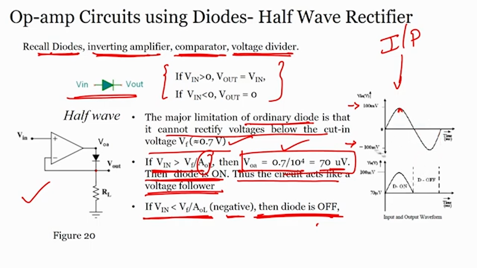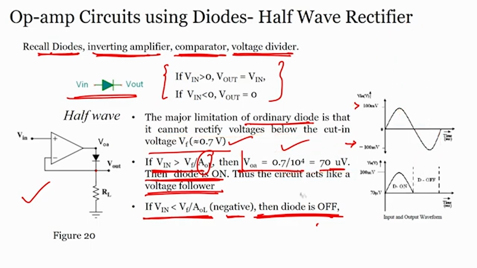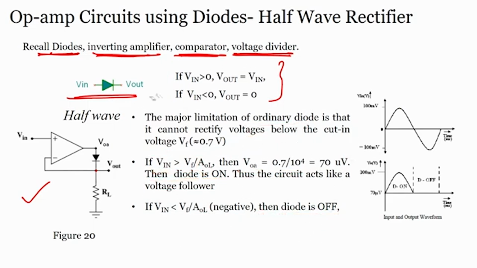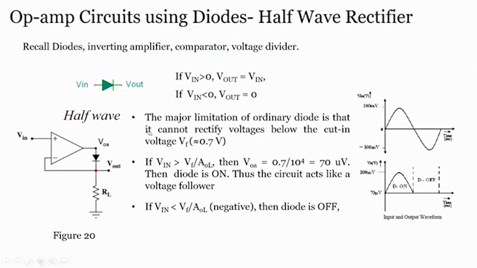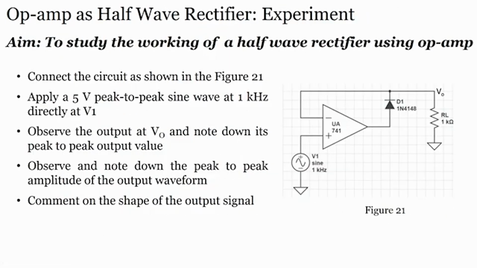So, let us see a circuit that we can design, a half wave rectifier circuit that we will design, and we will implement it on the breadboard using this particular circuit. Let us see in the next circuit, the same circuit. The idea is that we have to study the working of a half wave rectifier using operational amplifier.